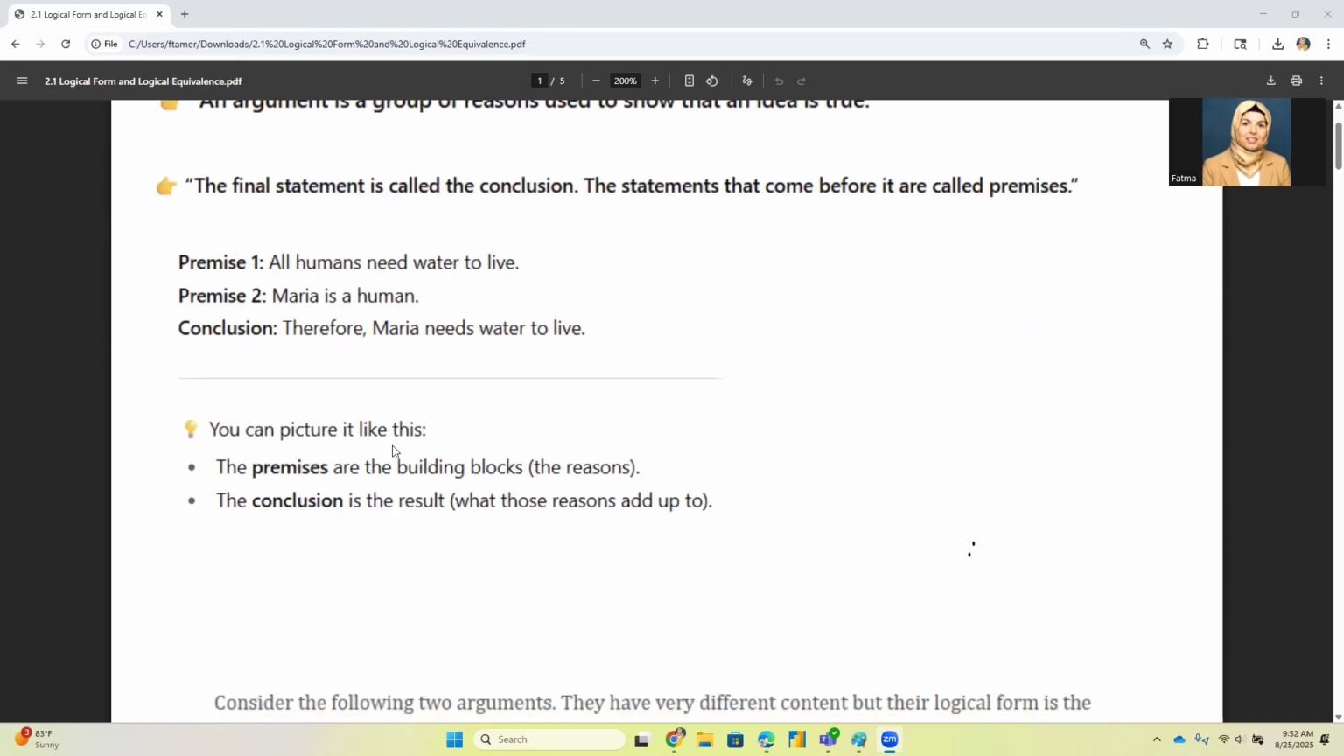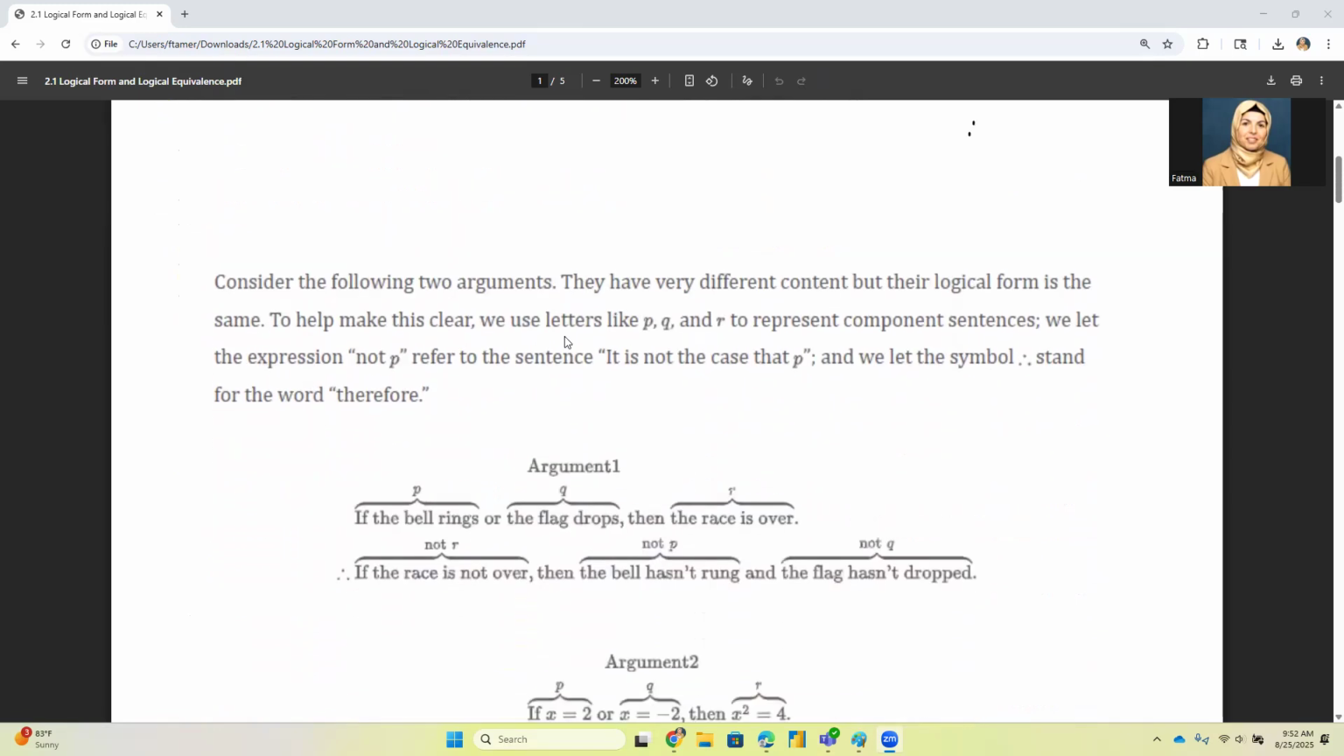So we can picture this like this. The premises are the building blocks. They are the reasons. These two are the reasons. And then after we read the reasons, we come up with a conclusion. So the conclusion is the result of these reasons.